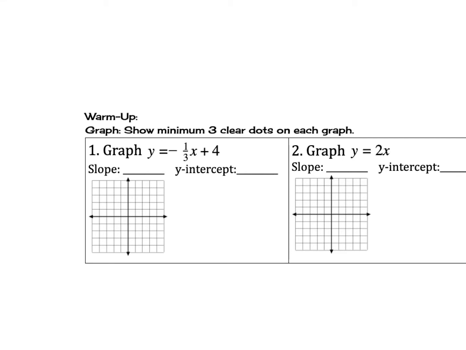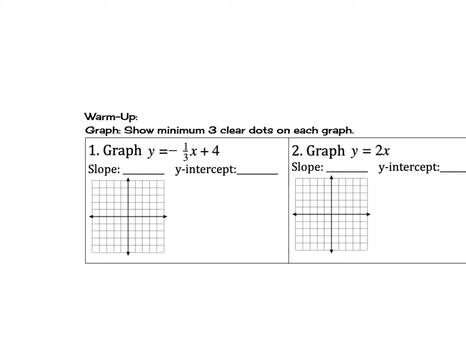5.6b, we're going to be finding inverses of linear functions just as we did in the last lesson, but this time we're going to be graphing them. So what I want to do is just review how you graph a line. We have: graph y equals negative 1/3 x plus 4. Pause the video to see if you remember how to graph it first.